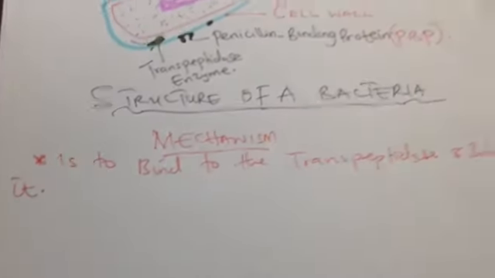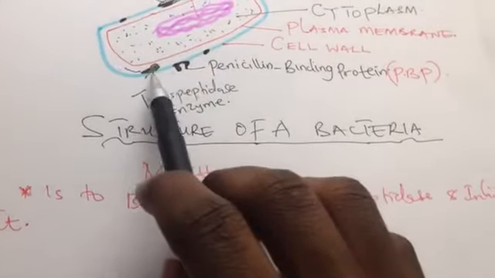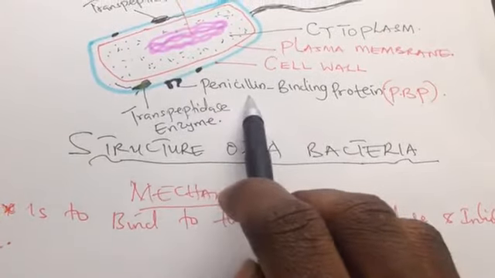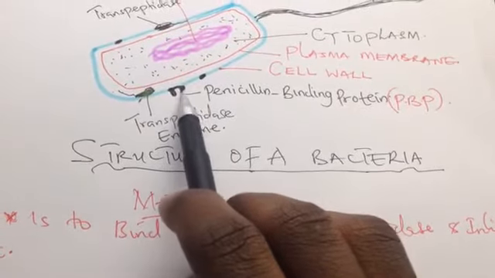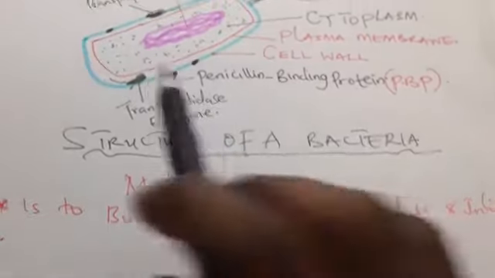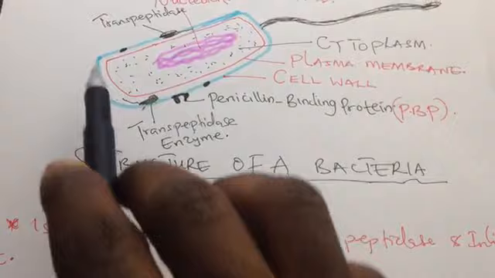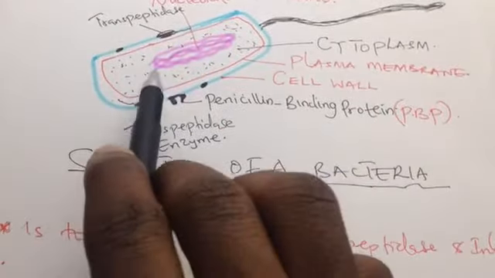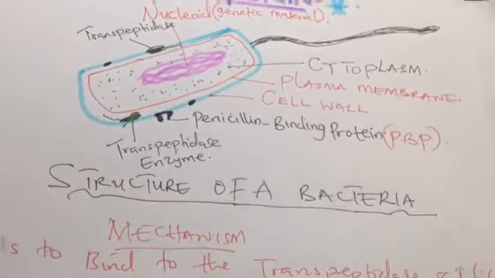But before it binds to this transpeptidase and inhibits it, it has to associate itself with this penicillin binding protein. When it associates itself, then it has the ability to inhibit this transpeptidase enzyme. When it is inhibited, there is going to be no synthesis of the cell wall. Without cell wall, water will enter into the bacteria and then kill the bacteria.